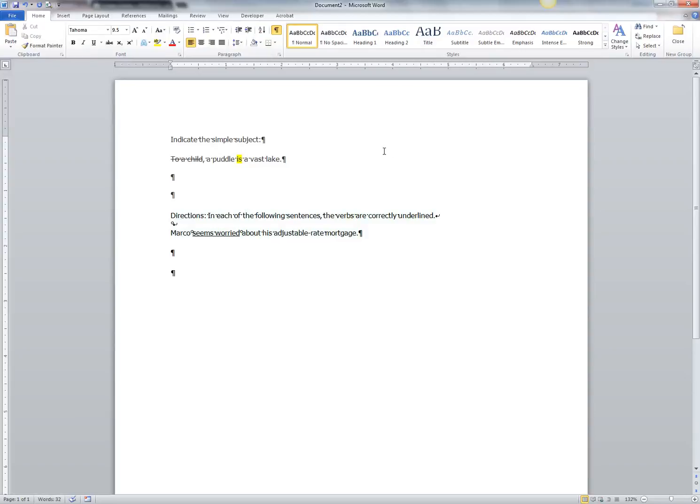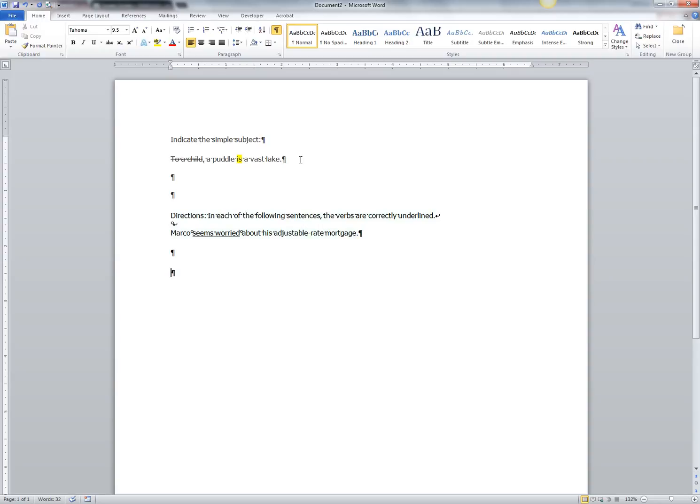Alright, in the previous quizzes, a lot of people have had trouble with the subject and verbs of sentences. And so I wanted to point out some tips here for finding the subject and verb of a sentence. And so we have this example sentence. To a child, a puddle is a vast lake.